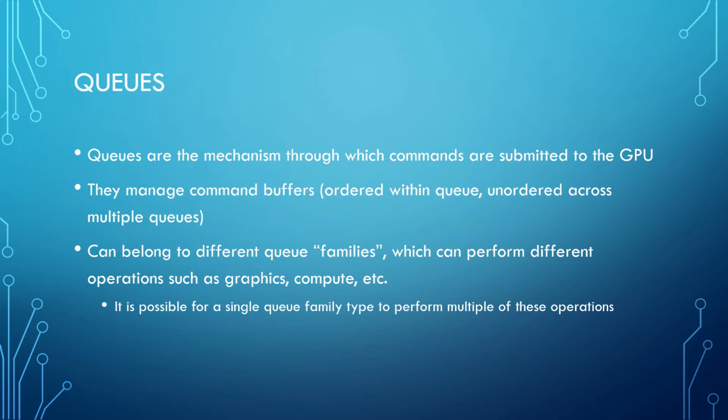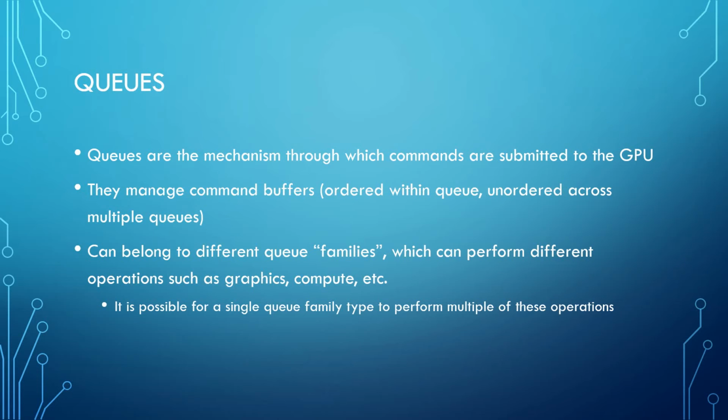So these command buffers will be passed along in the order that they're received on a per queue basis. So if you have multiple queues, there's no guarantee of ordering between them. But within a single queue, it will go in that order. And you can actually synchronize multiple queues with some tools like semaphores.